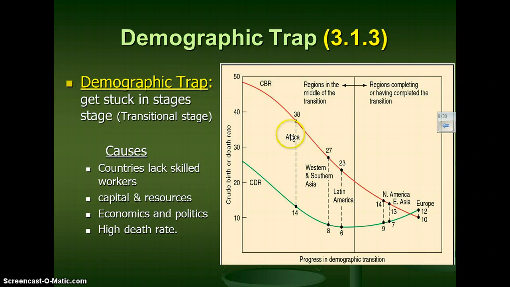But what is the cause that they're stuck? Well, they still need a lot more workers. They might not have a lot of capital or resources. Their economics and politics are maybe funky. Maybe they have certain cultural traditions that cause them to still have a lot more babies. And maybe they even still have a high death rate. So a lot of what's important is you know that they're getting stuck. A lot of places get stuck in the middle.